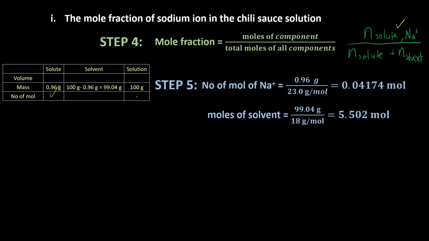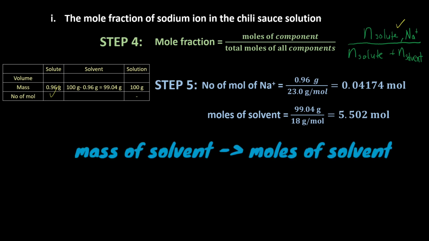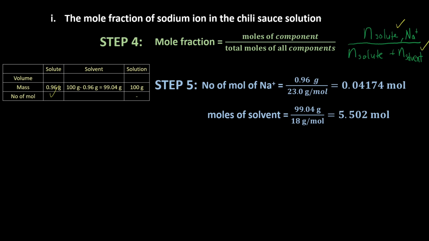The second conversion that we need to do in step number 5 is to find moles of solvent. So how to find moles of solvent? Again, the mass of solvent divided by the molar mass of solvent. Our solvent here is aqueous, based on chili sauce, so the solvent is water, H2O. The molar mass of H2O is 18 gram per mole. So the mass of solvent, 99.04 gram, divided by 18 gram per mole gives us moles of solvent.